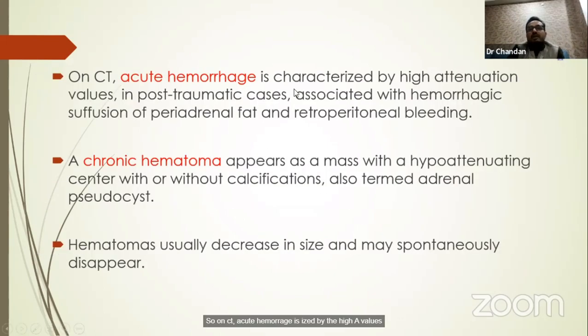On CT, acute hemorrhage is characterized by high attenuation values, and in post traumatic cases it is associated with hemorrhagic effusion of the periadrenal fat and retroperitoneal bleeding. Chronic hematoma appears as a mass with a hypodense center with or without calcification, also termed an adrenal pseudocyst. Hematoma usually decreases in size and may spontaneously disappear.